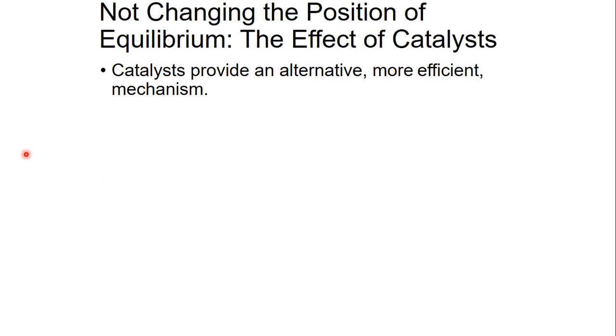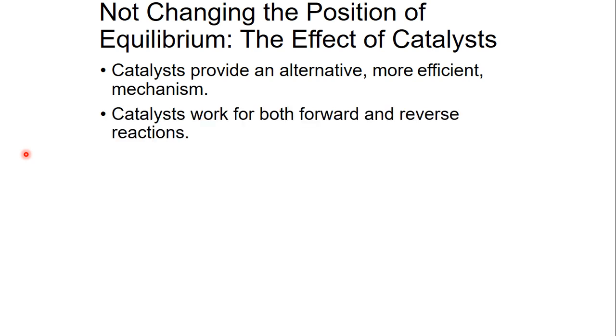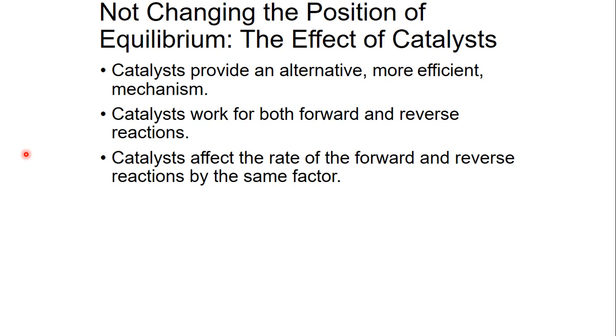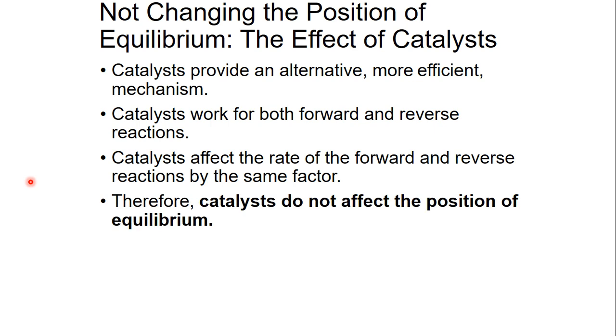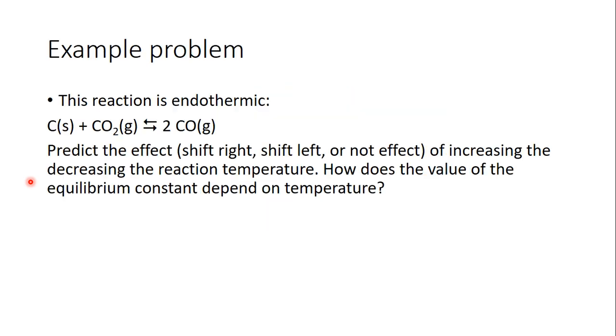So let's talk about catalysts now. Let's just take a little sidestep here. Catalysts speed up reactions by providing an alternative path. And catalysts do both the forward and reverse reaction. So they speed up the forward reaction, and they also speed up the reverse reaction. They affect the forward and reverse reaction rates by the same amount. Therefore, catalysts don't actually change equilibrium. They affect the system equally everywhere. So equilibrium remains the same.